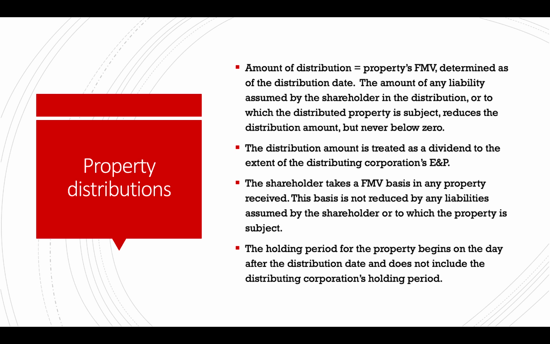The shareholder is going to take a fair market value basis in any property received. That basis will not be reduced by liabilities assumed by the shareholder. So, reviewing that again, liabilities are taken into account when measuring the amount of the distribution. It's going to be the fair market value less any liability, but not below zero. However, the shareholder's basis in the asset is not going to be reduced by a liability. And then the holding period for the property is going to begin on the day after the date of distribution. It does not include the corporation's holding period.